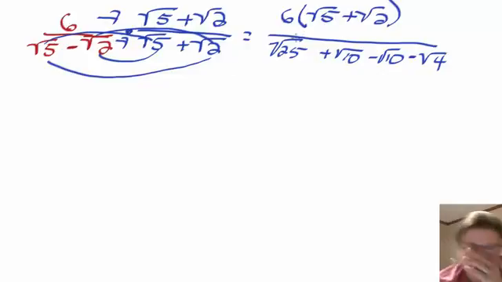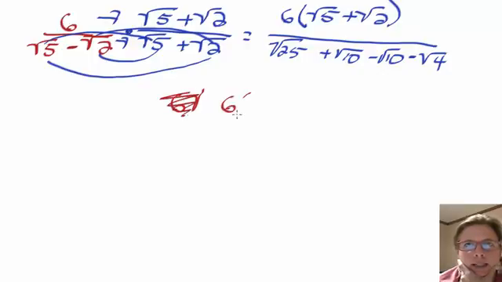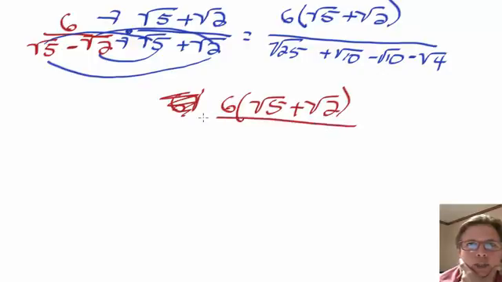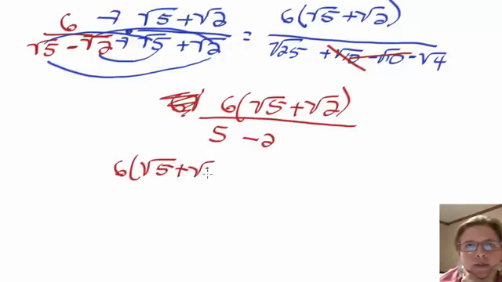So on the top up here, we're going to have 6 times the square root of 5 plus the square root of 2. We might not need to distribute that through, we'll see. So this is going to be 5. These are going to cancel because one's a positive, one's a negative. Minus 2, because the square root of 4 is 2. Okay, well this becomes 6 times the square root of 5 plus the square root of 2 over 3.